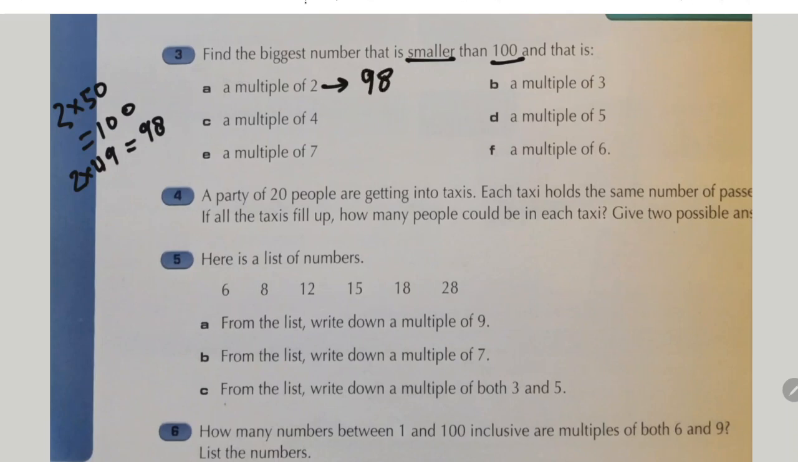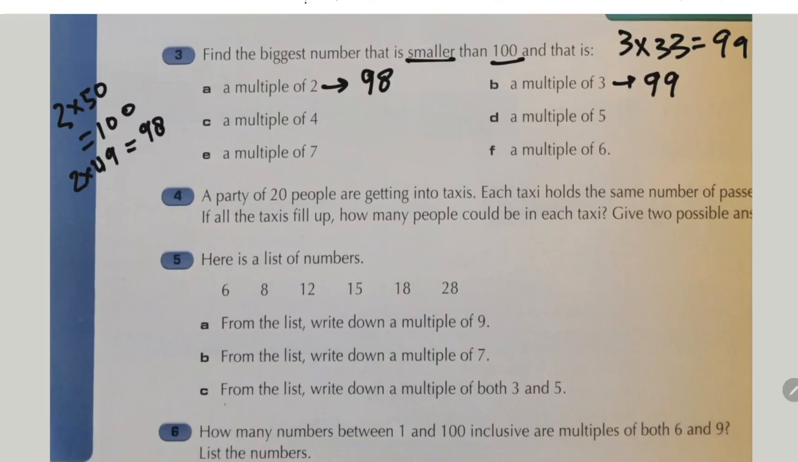If you go for this one, you figure out how many 3s give you 100. There is no 100 in the times table of 3. So 3 times 34 is 102. So the one below it will be 3 times 33, which will give us 99. So this one is 99.